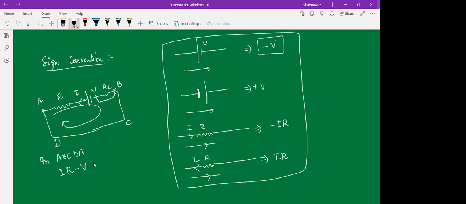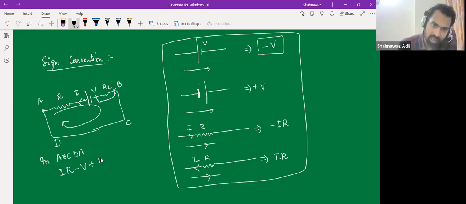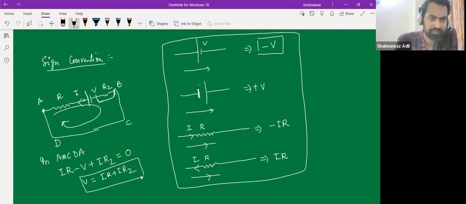Positive. Positive again. So this would be I and R, right? And I don't have any other voltage source, so this would be the total voltage. So V would be simply IR plus IR, right, from the loop. Is this clear? So is the sign convention clear now?